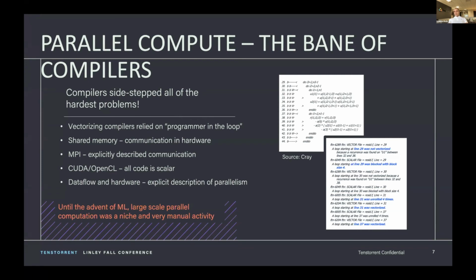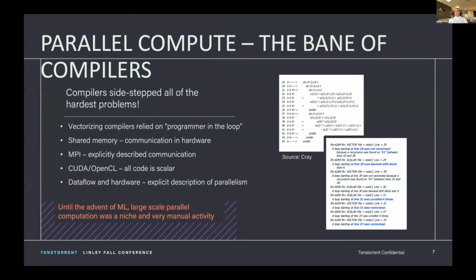The communication problem was farmed off to either hardware. In the case of shared memory machines, this is the coherence protocols and all the machinery that exists there to make it fairly easy for programmers to produce parallel code. Or else it was farmed off to the programmers themselves in the case of MPI, where you had to explicitly describe every bit of communication between nodes.